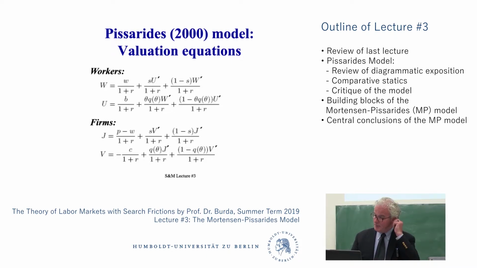Unemployed workers get B for sure, and they get a chance of getting a job at value W prime in the next period. Okay, and these periods are regularized. There's no variable time between finding jobs or getting matches. Okay, so it's a very rigid way to start the ball rolling.